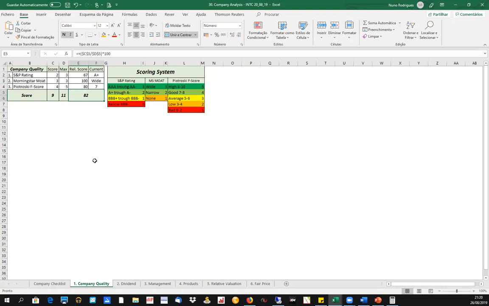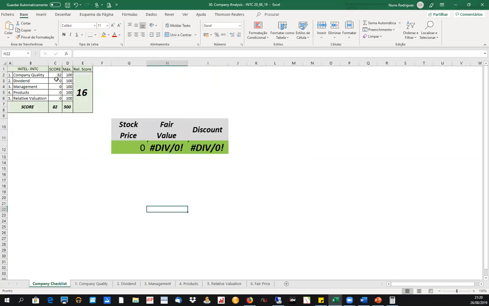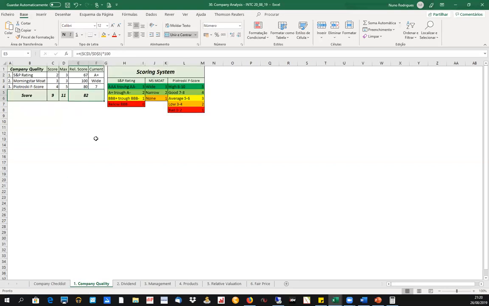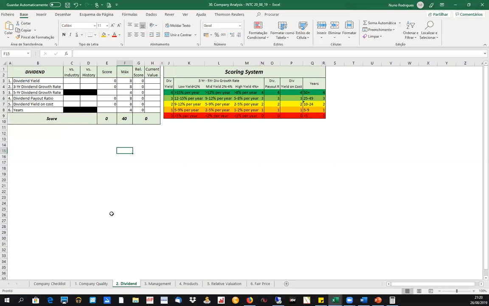So here there is no doubt that the company is really a good company quality, all right? So we have 2 out of 3, 3 out of 3, 4 out of 5, so 82%, well above average. If we go here to the company checklist, we do have the 82 out of 100, all right? So regarding company quality, we already know Intel is a really solid company, so there is no surprise here.